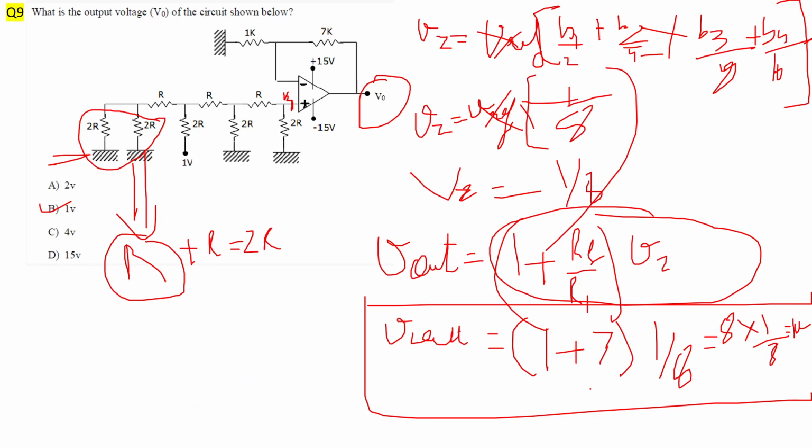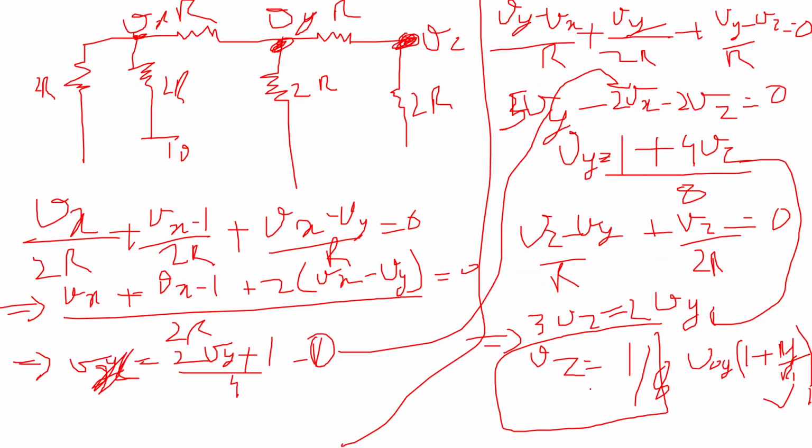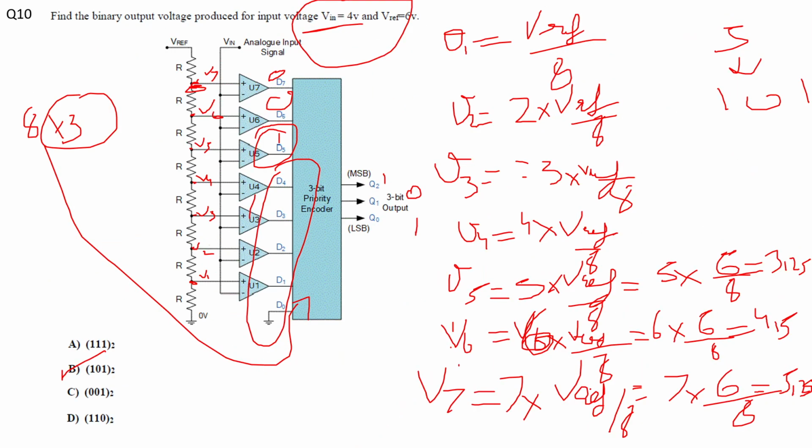One was directly using this formula, where the input was this R2R DAC ladder connected to the non-inverting terminal of the op amp. The other way was circuit analysis. Using that, you could easily get the solution as well.